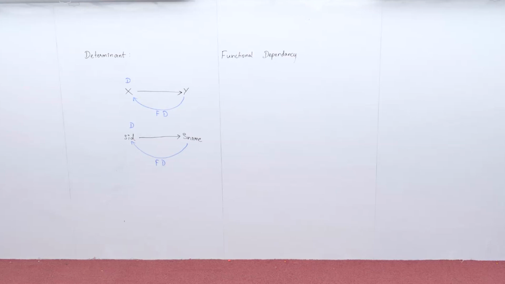Is it finished? Okay, take down. If an attribute is able to determine the value of another attribute, it is called a determinant.